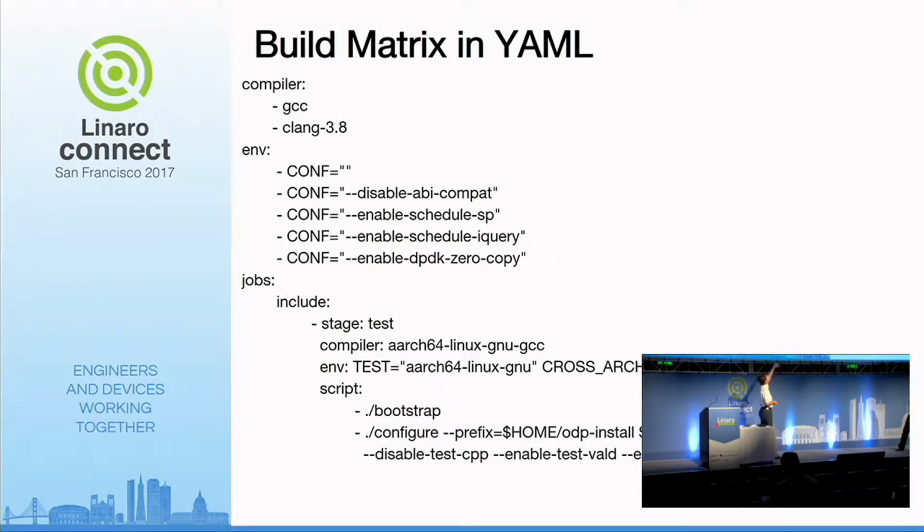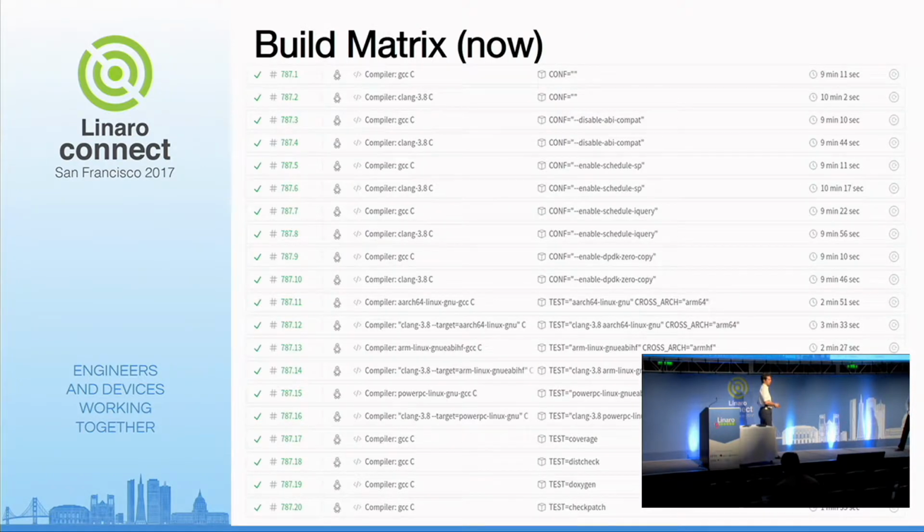So, the matrix will be built by Travis from the compilers and environment, and jobs includes additional jobs. And this is how it resulted in the Travis web page. You see several matrix jobs, and then cross-compiling jobs added manually, then several tests like code coverage, discheck, Doxygen, and check patch. And this is already after some optimization that Maxim will tell later.